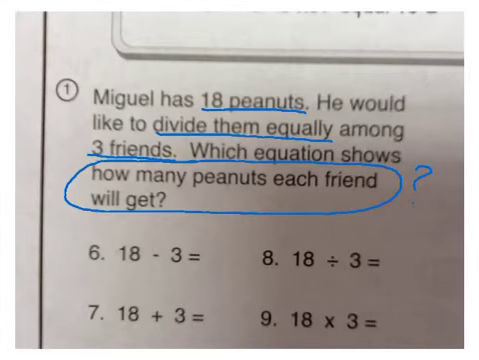So the equation that makes the most sense to me in solving this problem is he starts with a whole and he wants to divide them into equal groups. So that tells me I'm going to use division, and number 8 is an example of division. Now when I look back at the problem, 18 divided by 3, 18 peanuts divided into 3 equal groups will tell me how many peanuts each friend will have. And what is that answer? 18 divided by 3 is 6. So each friend will get 6 peanuts.